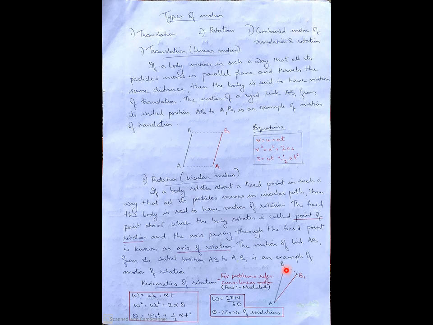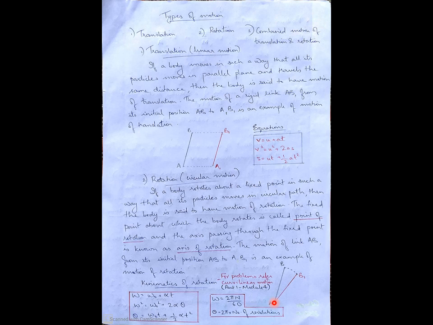So consider this example itself. There is a link AB. Its initial position is AB. Now if it has moved to a new position AB1, that means A is fixed and B has moved to B1 in a circular manner. Then it is an example of motion of rotation. In this example itself, point A is called the point of rotation, that is, the point about which it is rotating. And if there is an axis passing through this point, it is known as the axis of rotation.